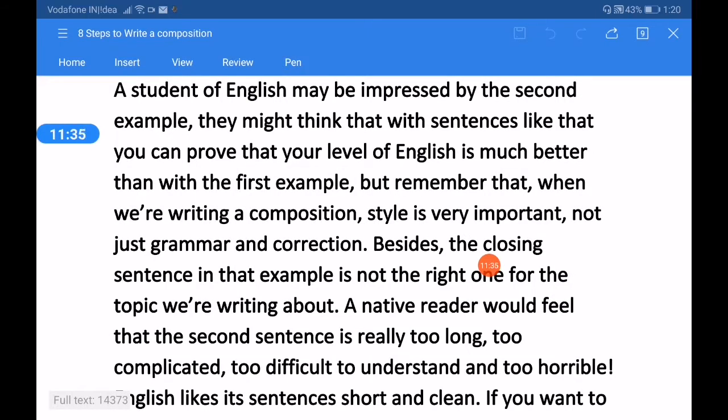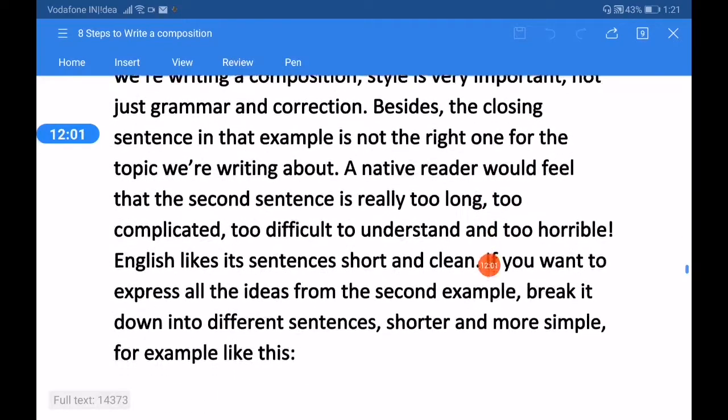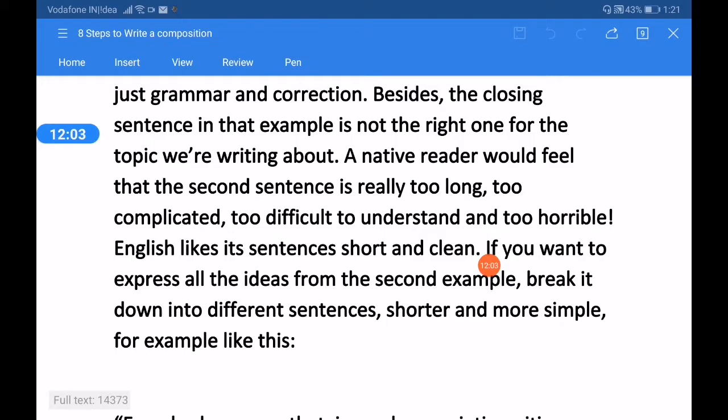A student of English may be impressed by the second example. They might think that with sentences like that you can prove that your level of English is much better than with the first example. But remember that when we are writing a composition, style is very important, not just grammar and correction. Besides, the closing sentence in that example is not the right one for the topic we are writing about.